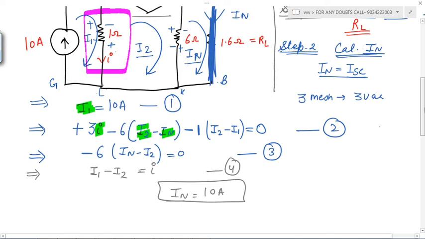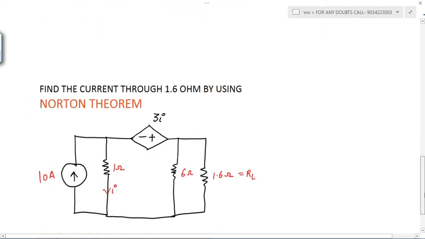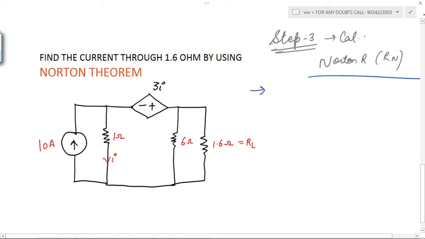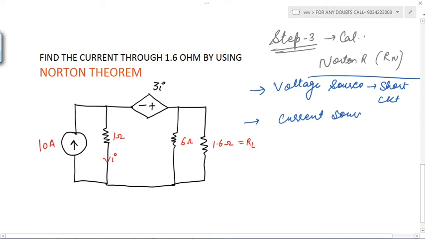For step number 3 we need to calculate RTH. Now see how we can calculate it. I am moving to step number 3. We need to calculate, not RTH, Norton resistance, and Norton resistance is denoted by the term Rn. For Rn you have to follow certain rules: voltage source must be short circuited, and current source must be open circuited.